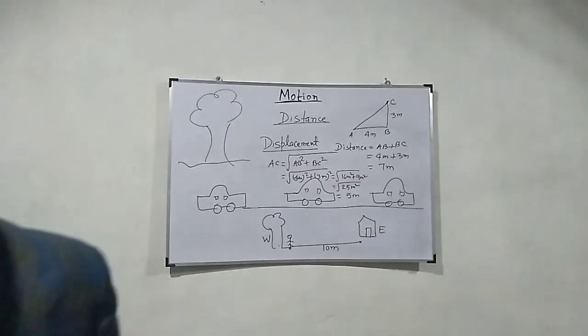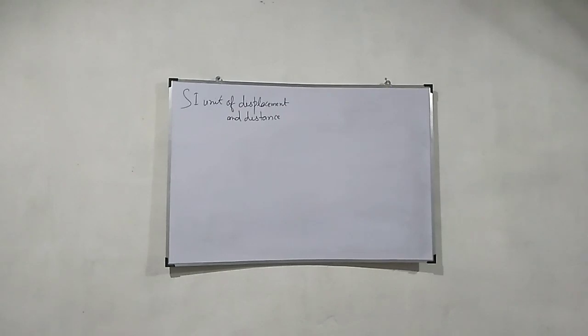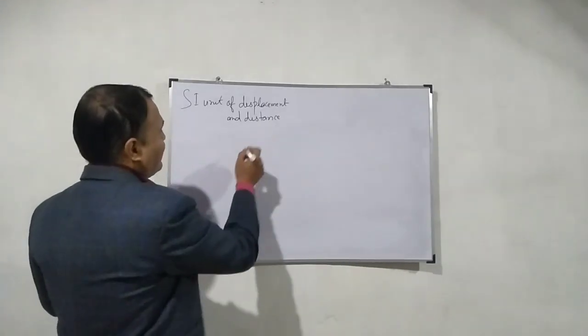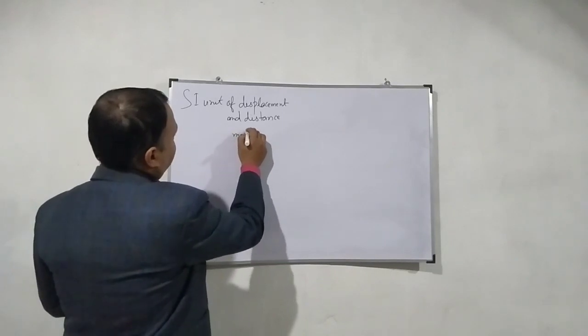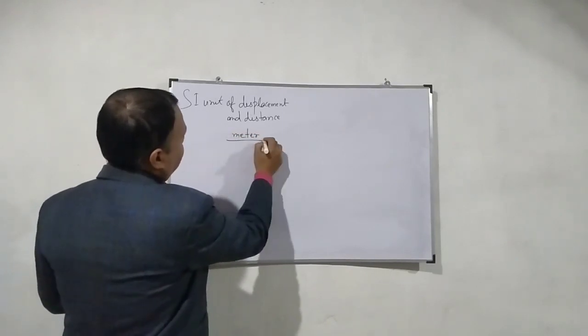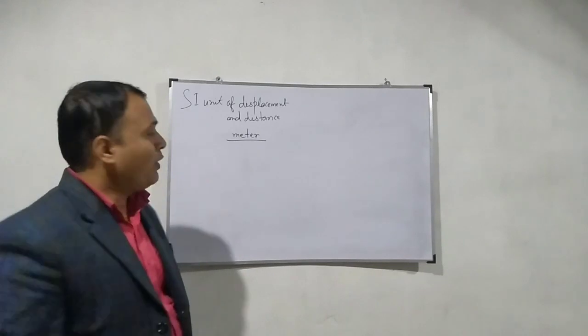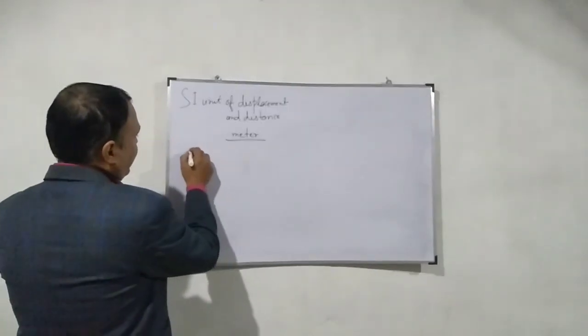Now, the unit of displacement and distance is meter. Now we will talk about uniform motion.